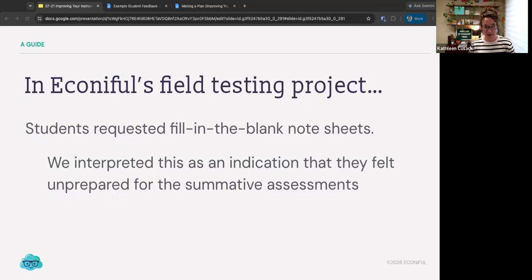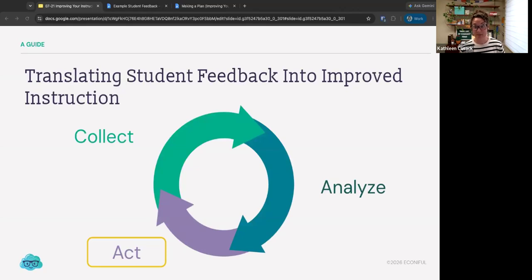So putting all that together, students weren't really asking for an easier note format. They were telling us that passive review was not preparing them to apply the content. And our summative assessments require applying vocabulary, concepts, and models to novel scenarios. So that gap is what led us to say students felt unprepared for the assessment. And we need to do something about that, right? We need to take some action to change that.